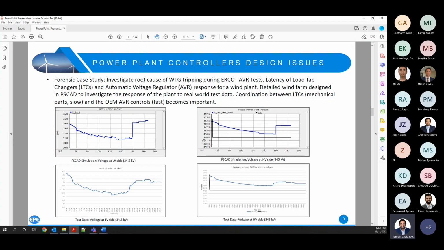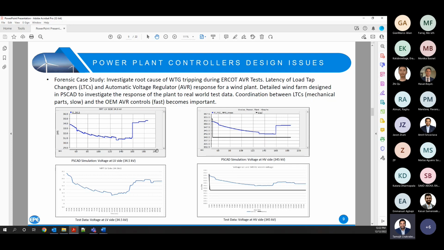So what we did in this case was use PSCAD as the preferred software platform, because PSSC would be unable to capture some of the responses. And the OEM mentioned that their PSCAD model is the closest replica of their product in their site. So we actually modeled the longest feeder of the site, which had several wind turbines. And if you can see the simulation and the test, we first tried to see what was the reason for the turbine to be tripping.